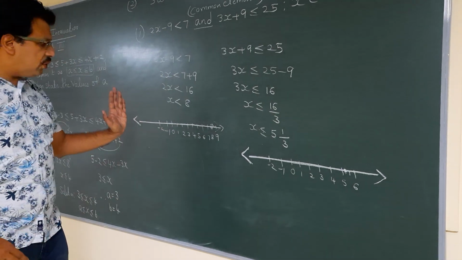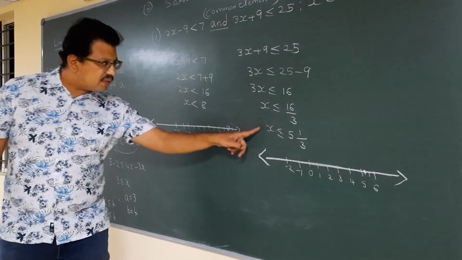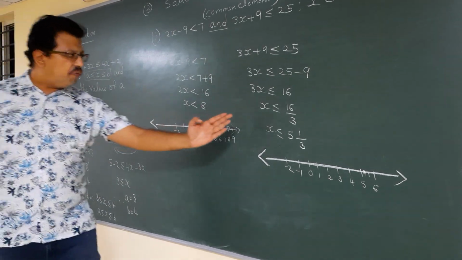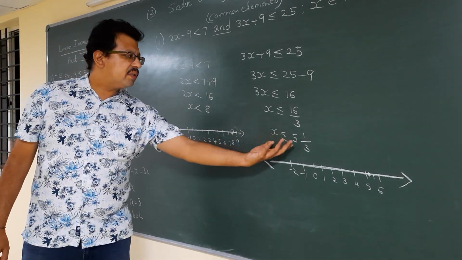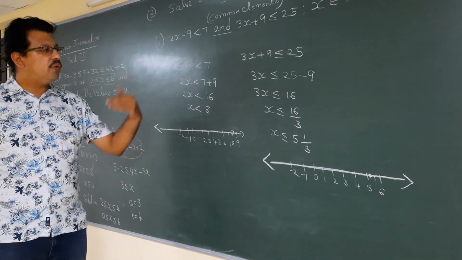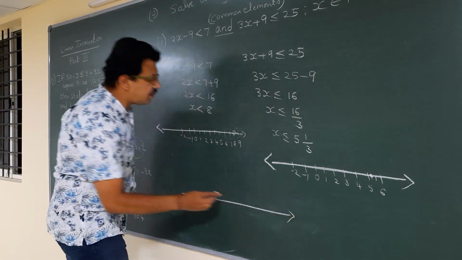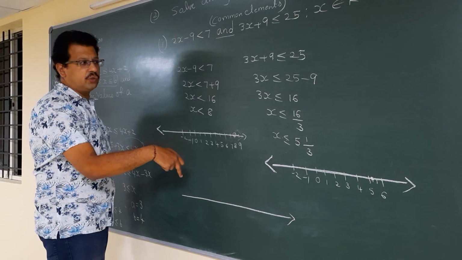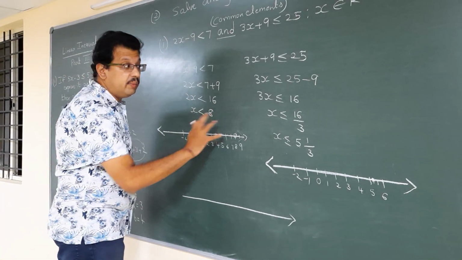So now you have to observe these two number lines. x is less than 8, and x is less than or equal to 5 1/3. Less than 8 means even 5 1/3 comes in it. So what are the common elements? It is x less than or equal to 5 1/3 that is the common element. So your final number line is this itself, because x less than 8 includes 5 1/3, and x less than or equal to 5 1/3 also includes it. So we have to take the common elements between these two.